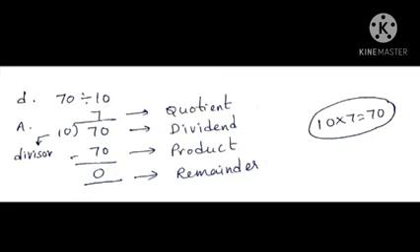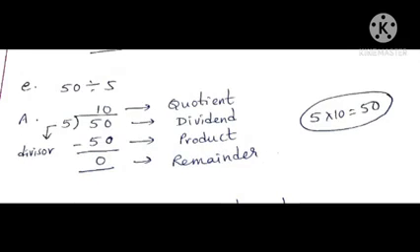Next is E sum. 50 divided by 5. We have to recall the 5 table. In the 5 table, when will 50 come? Tell me, children, 5 tens are 50. This 10 we have to write above the line. This 50 we have to write down. Next we have to do subtraction. 50 minus 50, how much will we get?